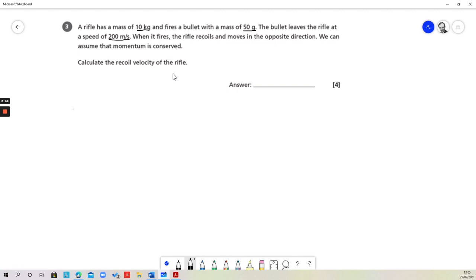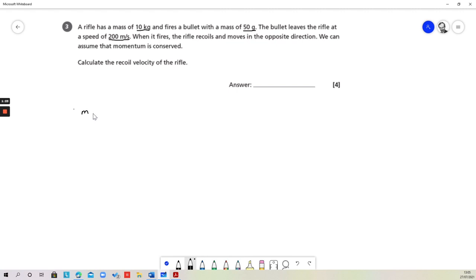So what will happen is that when the rifle is fired, the bullet will fly off in one direction and the rifle will recoil in the opposite direction. And the important principle that we're going to use here is one called conservation of momentum. And basically what this indicates is that the momentum of the rifle is going to be the same in size as the momentum of the bullet. So the way that we can indicate this, and it's always a good idea to start off by writing down what the equation is that we're going to use.